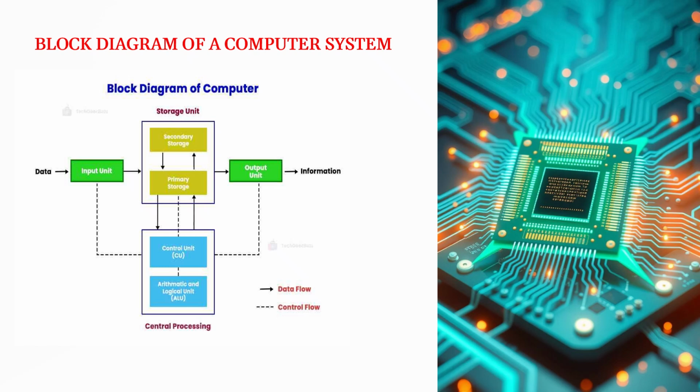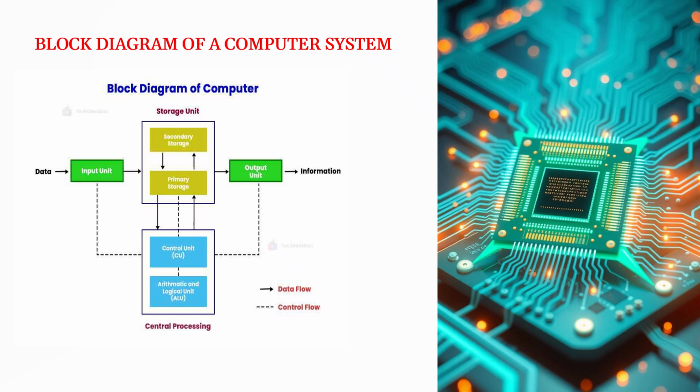Then go to the second unit, called the storage unit. So what is a storage or a memory? We need a memory to store the data and instructions in our computer system. It mainly consists of 2 different types of memory units: one is called primary memory, and the other is secondary memory.